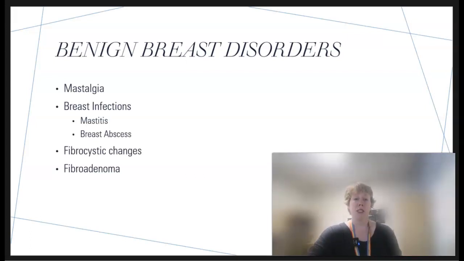There's also fibrocystic changes to the breast. This used to be called fibrocystic breast disease or breast disorder, but they've noticed it in about 50% of women, so it's actually not a disease. It's just changes that can happen to the breast tissue. They're well-delineated lumps that are freely movable, not associated with cancer. And then a fibroadenoma is a common cause of benign breast lumps. It's round, well-delineated, very mobile.